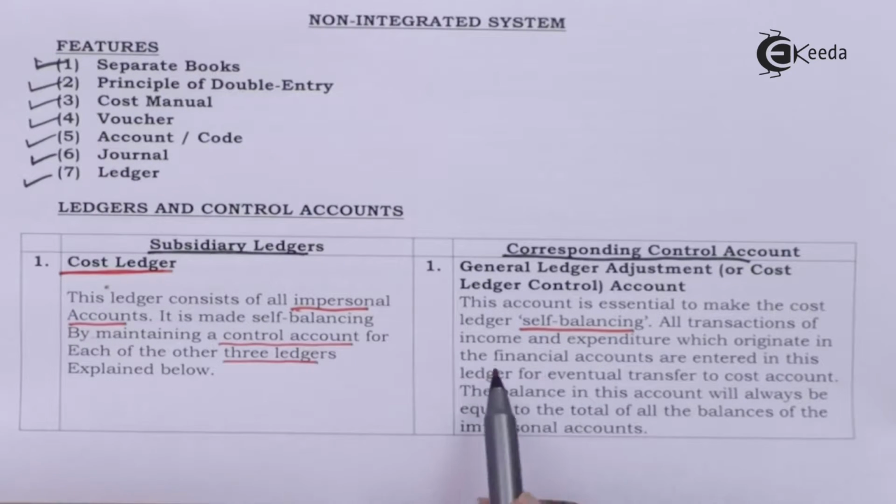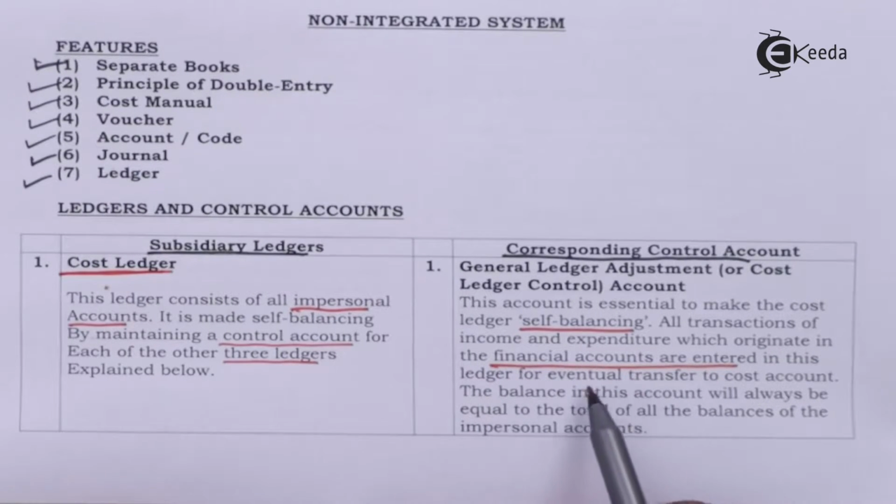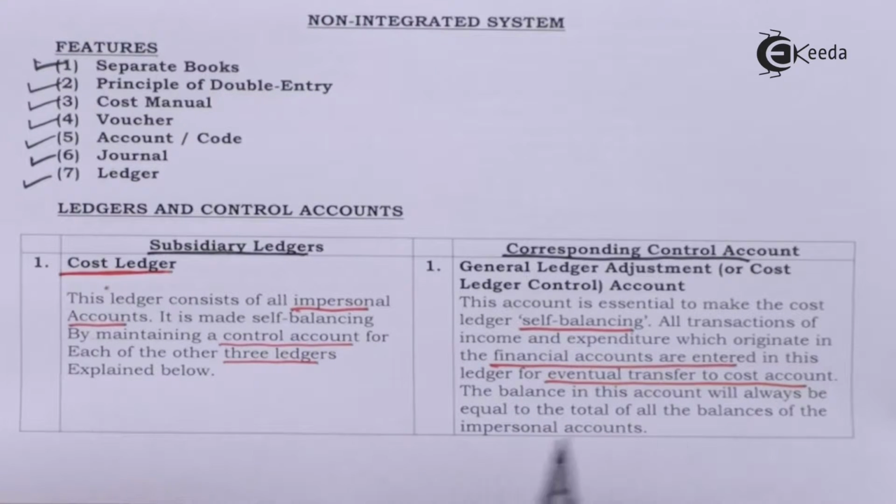All transactions of income and expenditure which originate in financial accounts are entered in this ledger for eventual transfer to cost accounts. The balance in this account will always be equal to the total of all the balances of impersonal accounts.